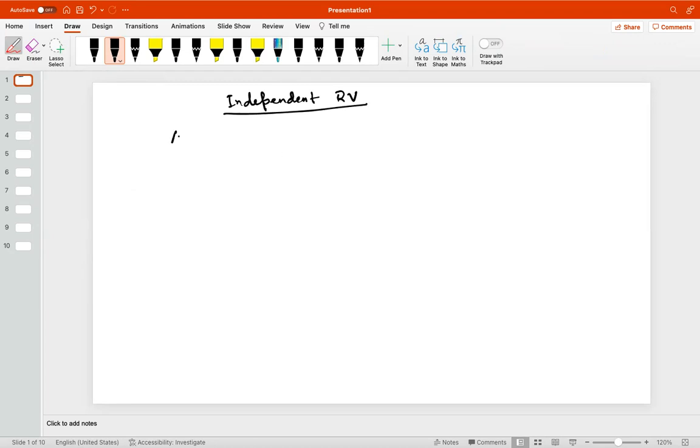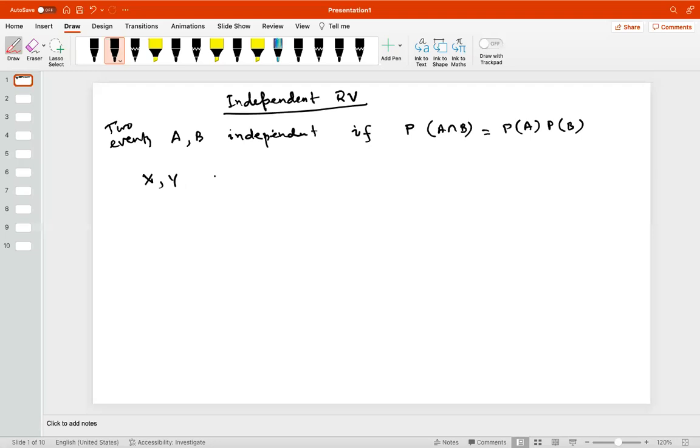We know two events A and B are independent if the probability of A intersection B is the probability of A times the probability of B. But what if X and Y are two random variables? Then what is the meaning of independent?